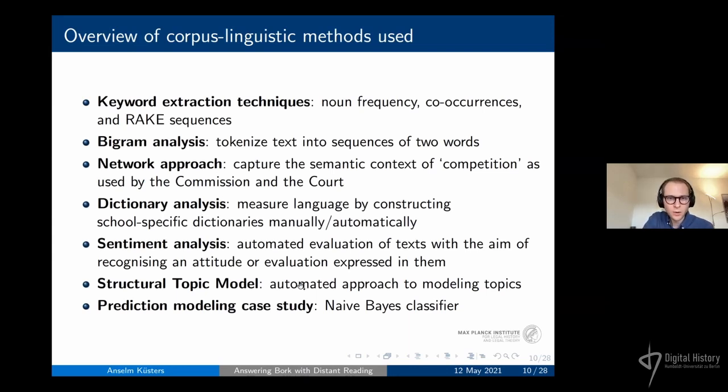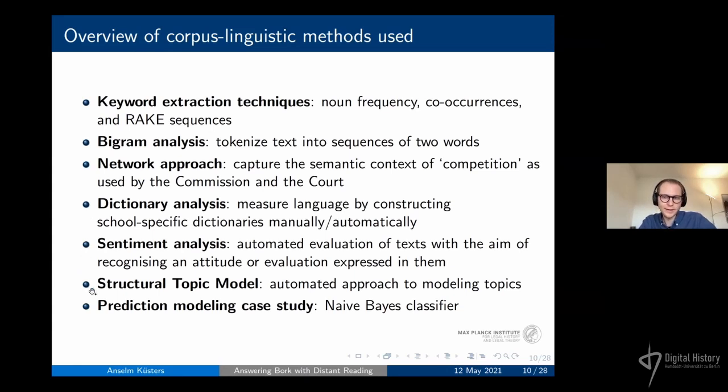So I will start with different keyword extraction techniques. I will then proceed to what is called bigram analysis, where you tokenize the text into sequences of two words. And I will say in a minute why this is important in the legal setting. I then do some network analysis. I also do dictionary analysis. I give a short glimpse at sentiment analysis.